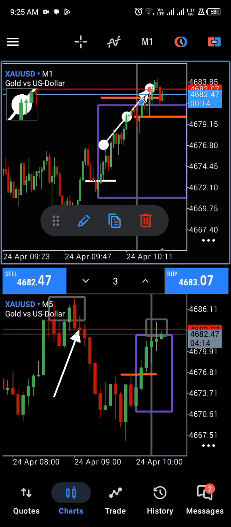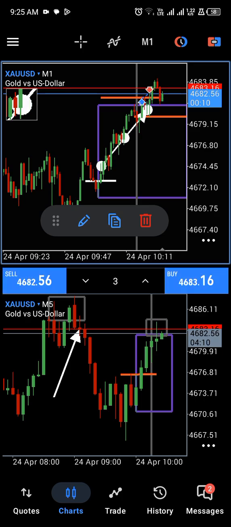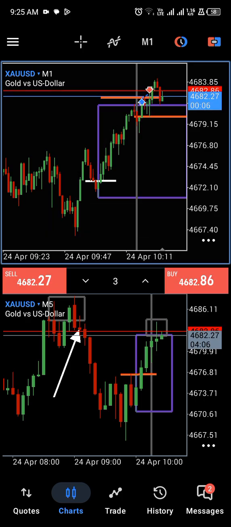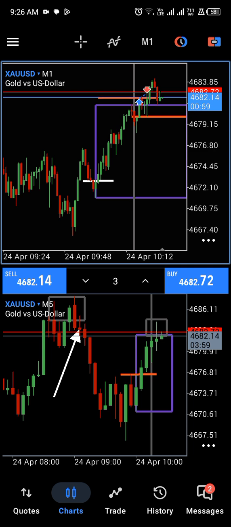Already I'm seeing this candle is red, but it is not enough information on a 1-minute time frame to sell now. It is not yet enough information. But this market is purely on a very, very interesting area.